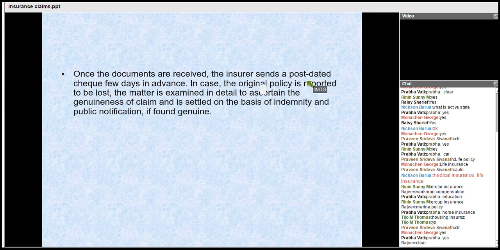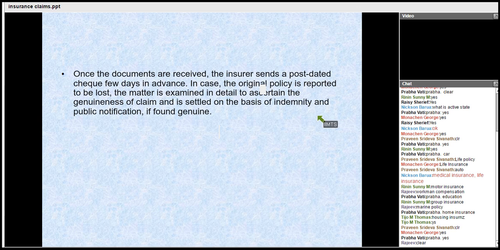In case the original policy is reported to be lost, sometimes you may even lose the policy. The matter is examined in detail to see who are the persons entitled to demand. I might be taking the policy in a bag and somebody might steal it. I might leave it in a bus or a train, right? So in that case, of primary level document lost, what is going to happen? They will check the genuineness.